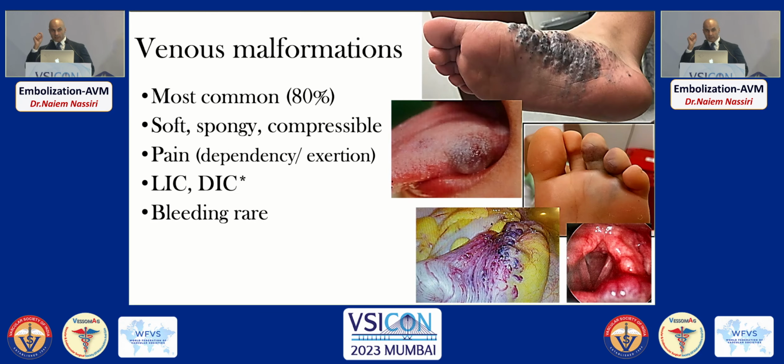For venous malformations, remember that these are most common. They're sort of these soft, spongy, compressible masses. Pain is very common with them.